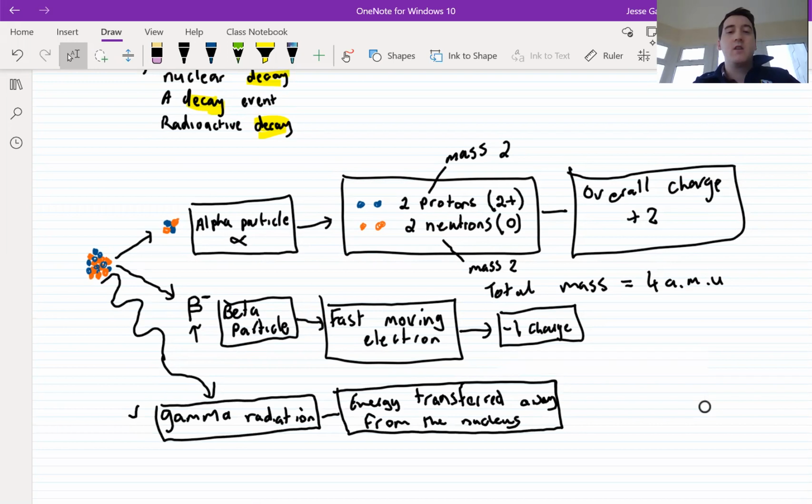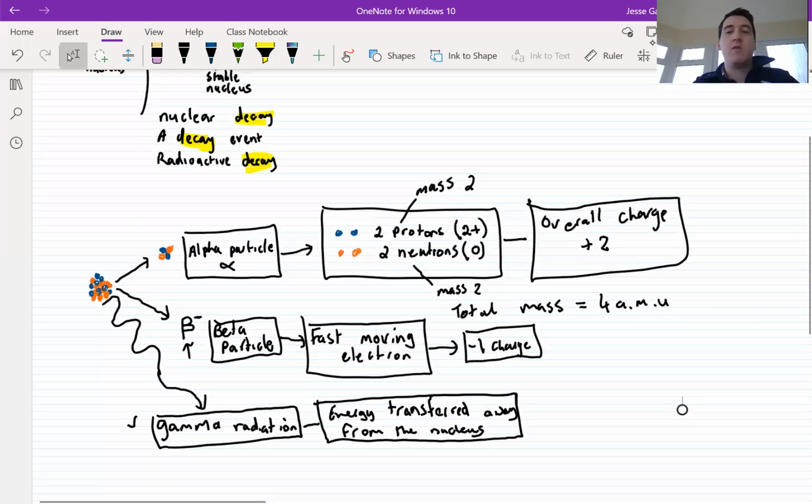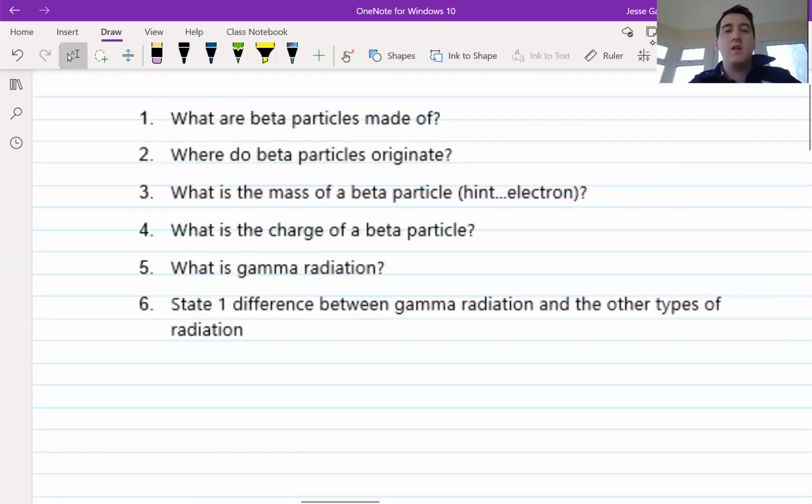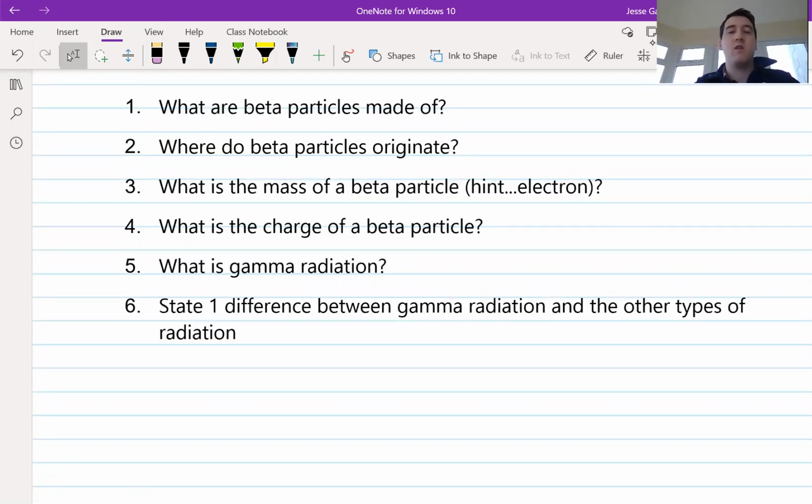Okay, all right. So what you can add now is beta particle. You can add that to your notes. Pause the video and do that. And again, we're covering up the notes and we're going to do some practice questions again. So here we have some questions. I want you to pause the video and answer the questions.